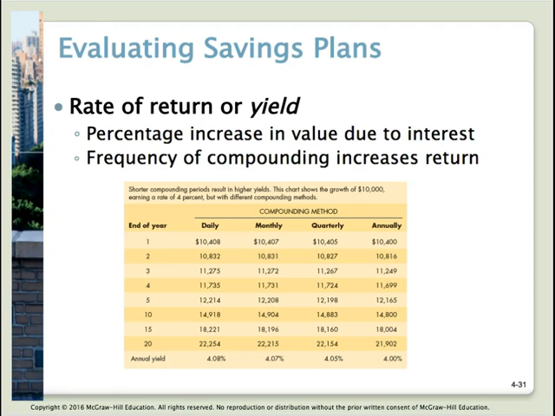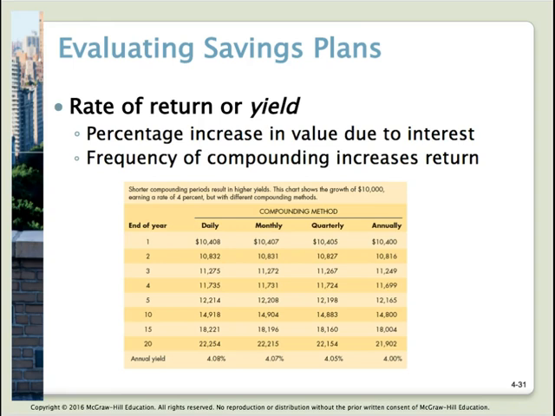So let me just say that we're going to evaluate our savings plans by looking at our rate of return or our yield. And our rate of return or our yield is the percent of increase in the value of our savings due to earned interest. And the frequency of compounding is important. So let's just look at compounding for a second before we move forward.